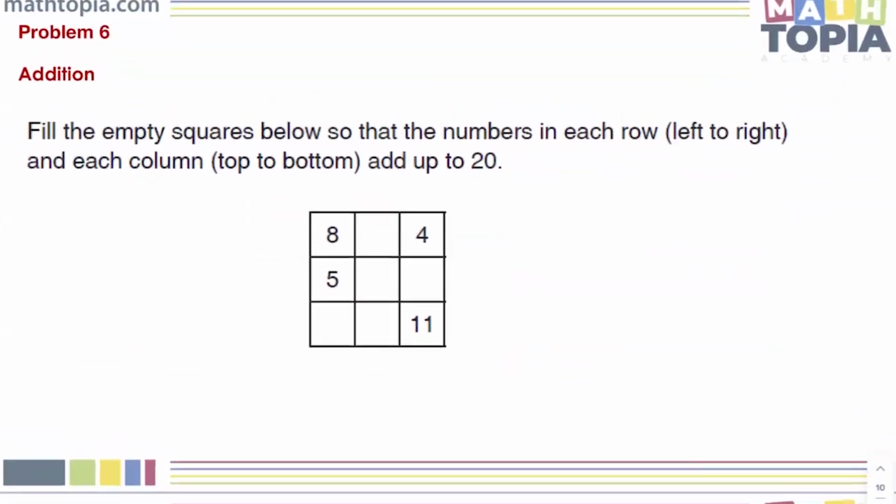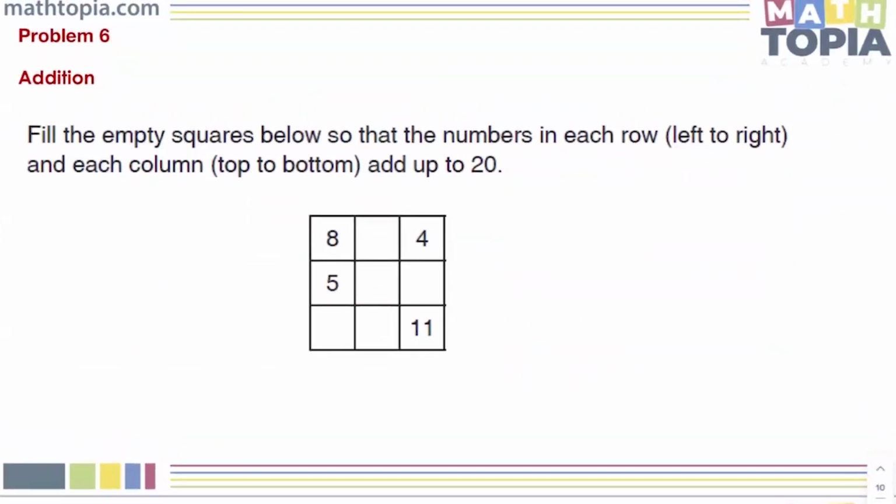Okay, now we are doing a little bit of a puzzle type of problem. Let's try to understand the problem. Mehmet, could you read out the problem, please? Fill the empty squares so that the numbers in each row left to right and each column top to bottom add up to 20.